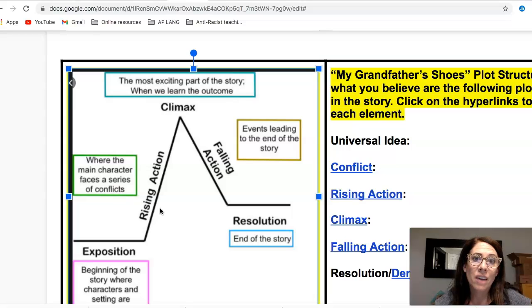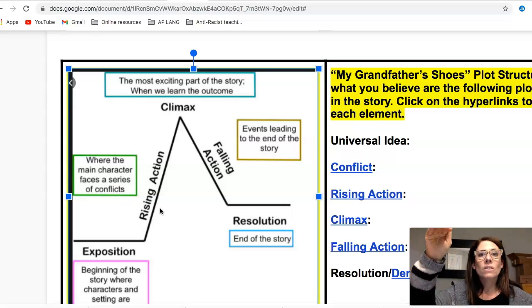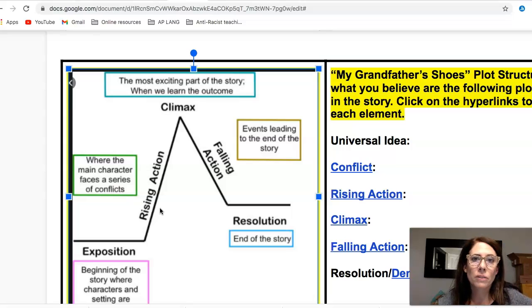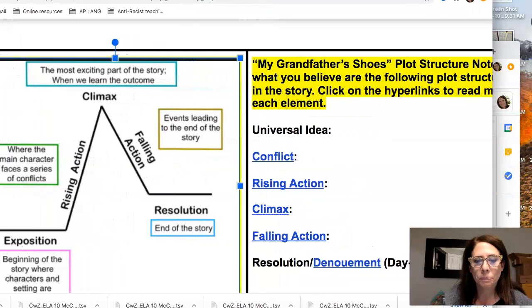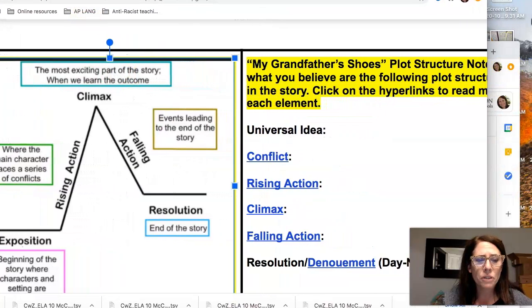And then everything after the climax of the story would be the falling action. So these are all the events that are leading quickly, usually, to a resolution, or to a finish, to the end of the story. And that falling action has to happen so that things kind of get wrapped up at the end and they fall into place. So that is our text structure and our plot structure.